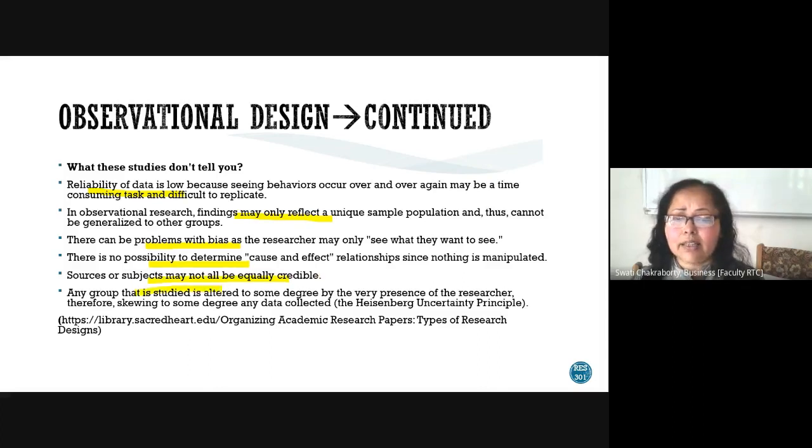A group that is studied is altered to some degree by the presence of the researcher. When they see the presence of the researcher, the behavior changes as compared to when you know that nobody is watching you. When you are unobserved, your behavior is more normal. So what happens? This would result in skewing to some degree any data collected. Data can get skewed.